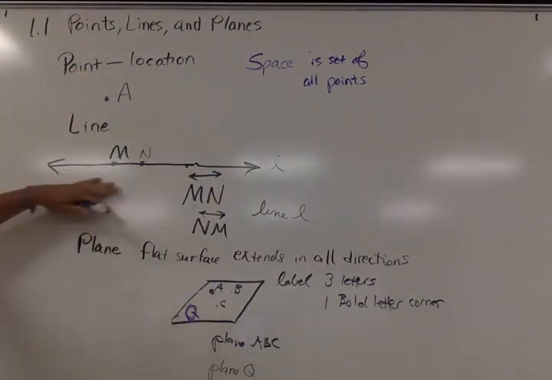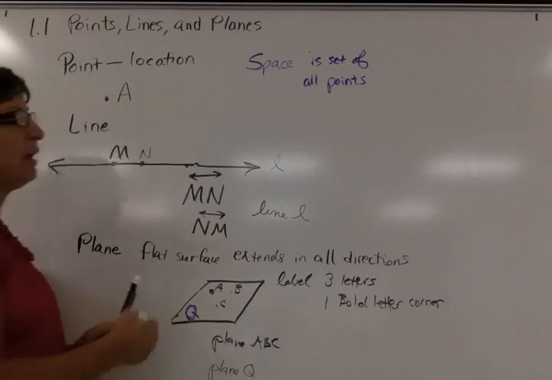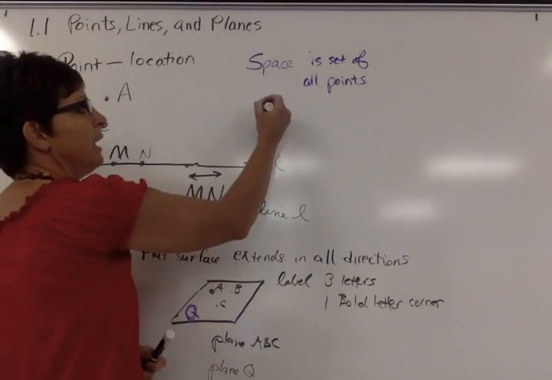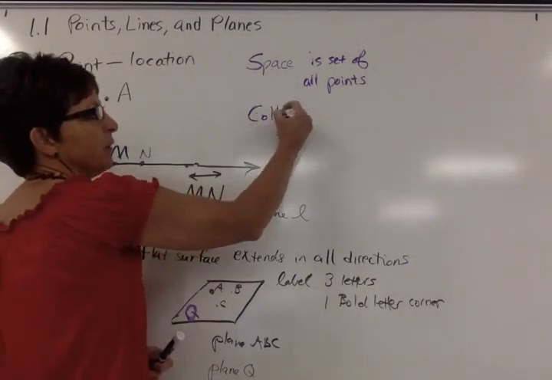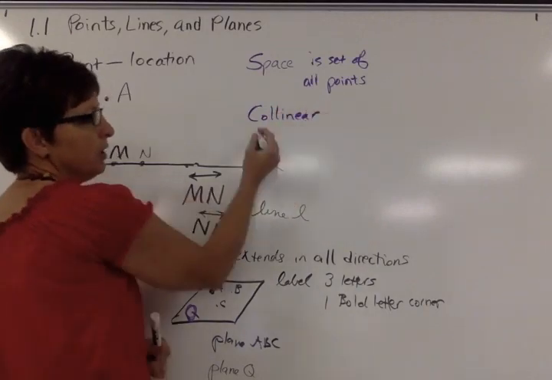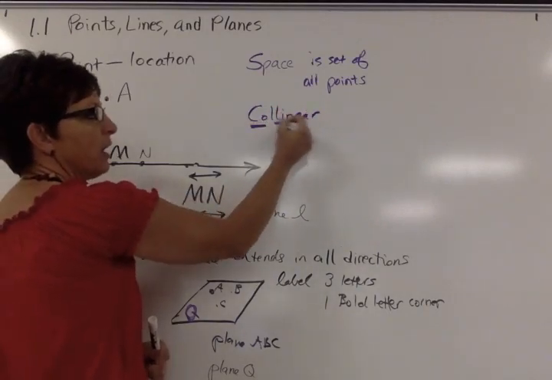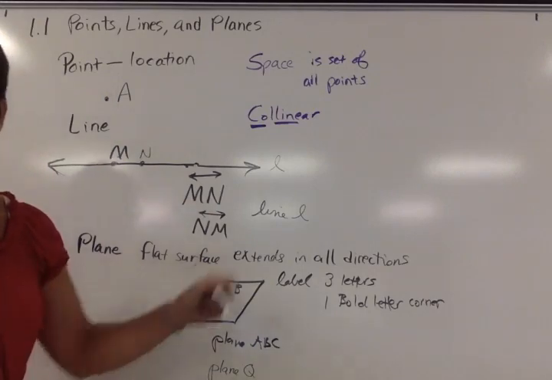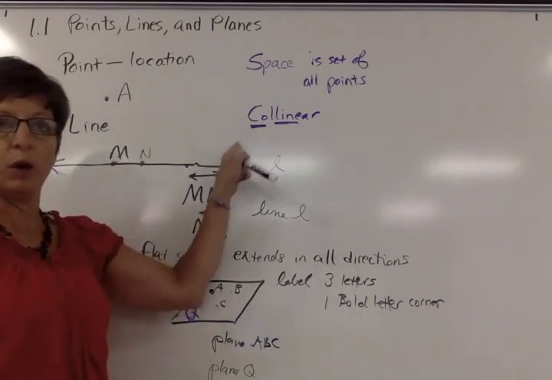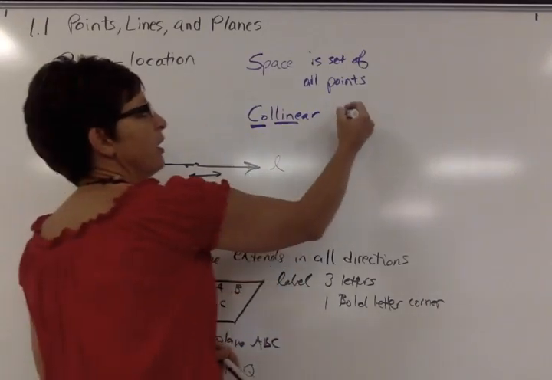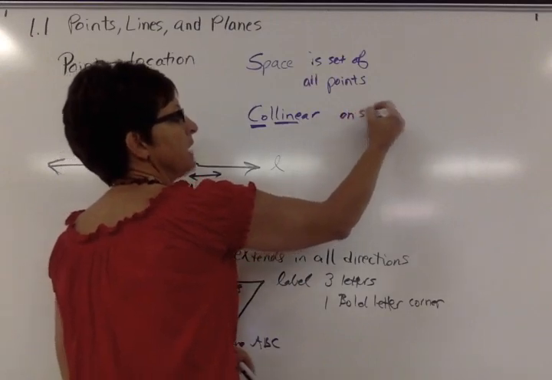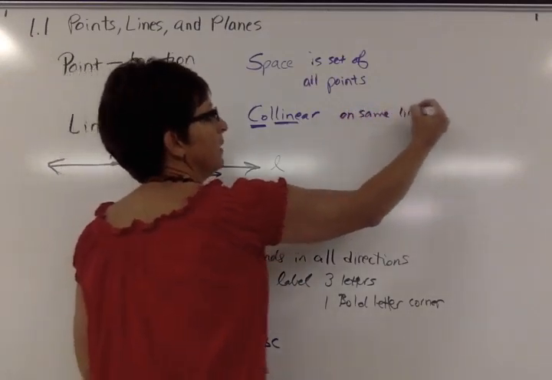Another term when we're talking about lines: if points are on the same line, then they would be considered collinear. You can kind of see that word co there and line. Co means with, so co-line, with line. So that means that they are on the same line.